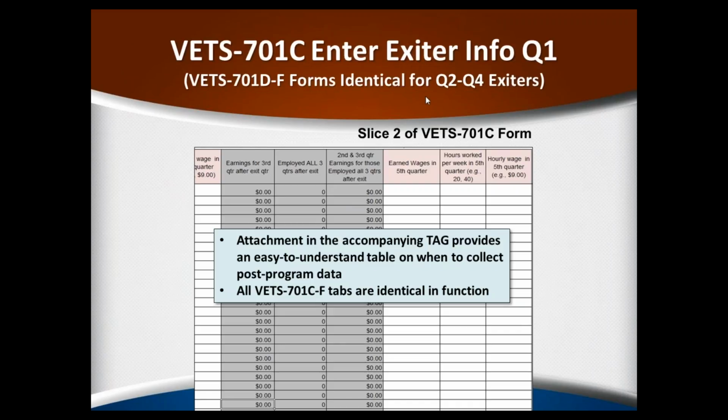As I mentioned before, the TAG has an easy-to-understand table as an attachment at the very end that shows you when you need to collect the post-program information and report it. We're showing just the first one here for quarter 1, but quarters 2 through 4 are identical to this data entry form. They're just collecting the same data for different quarters, if that makes any sense. So it's pretty much the same look and feel, just different quarters depending upon when they exited the program.